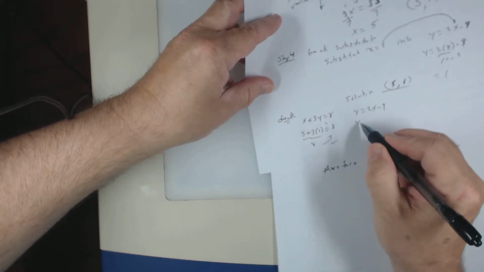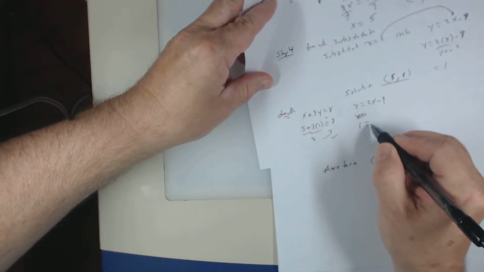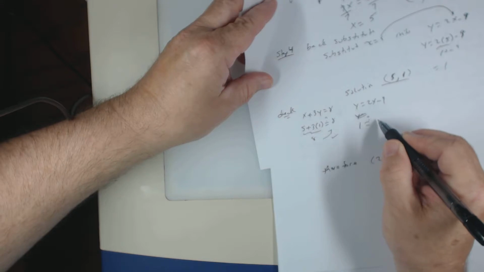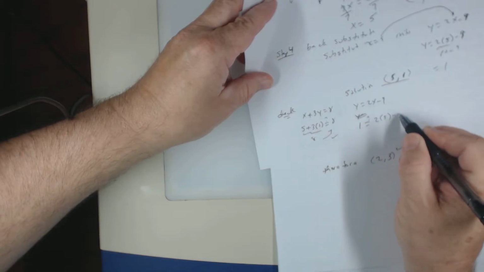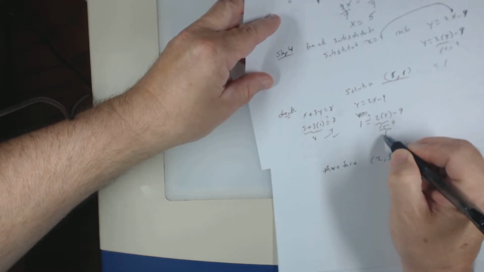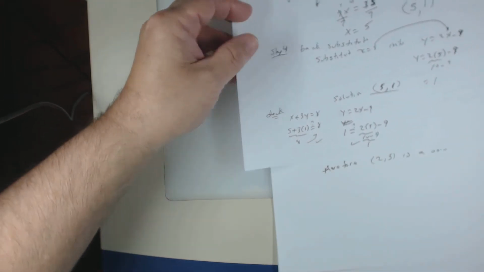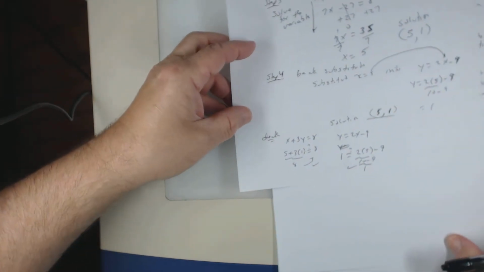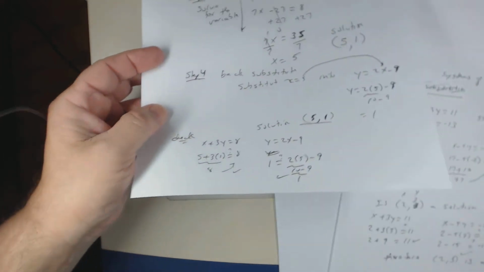Go over here. y equals, y is what? 1. And we see that's going to equal 2 times x minus 9, right? So that's 10 minus 9, which is 1, and that's equal. All right, so (5, 1) is the solution. Okay, number 2. All right, let's look at this one.